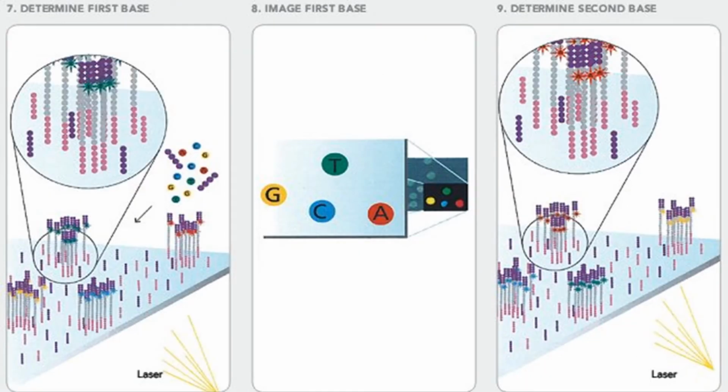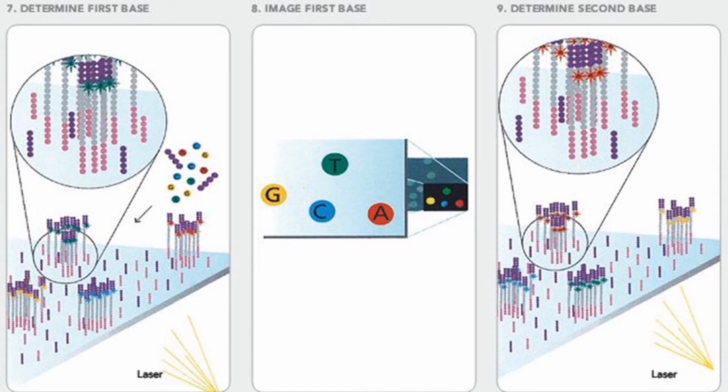Step 7. Determine first base. This is the first chemistry cycle. To initiate the first sequencing cycle, add all 4 labeled reversible terminators, primers, and DNA polymerase enzyme to the flow cell. Step 8. Image first base.